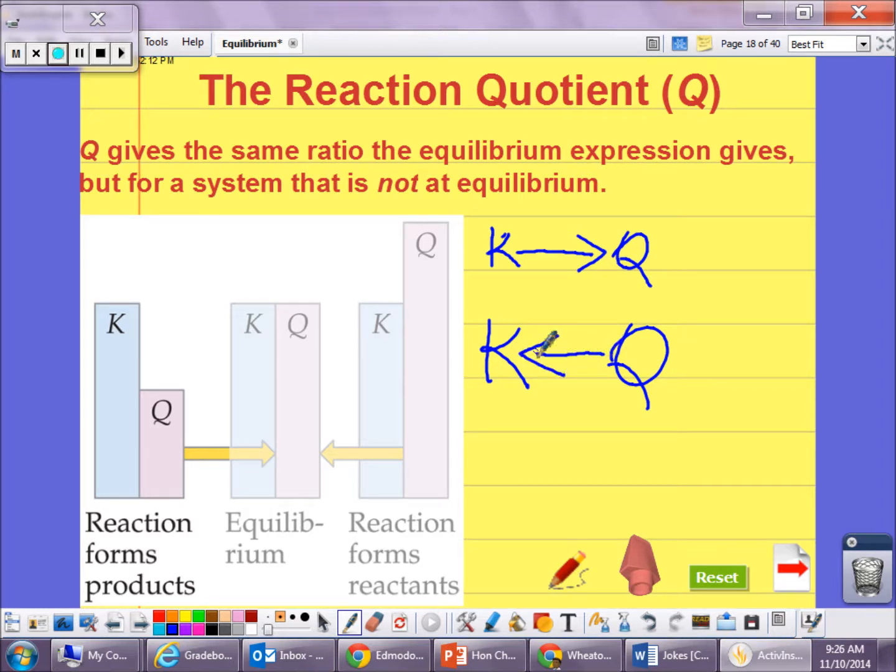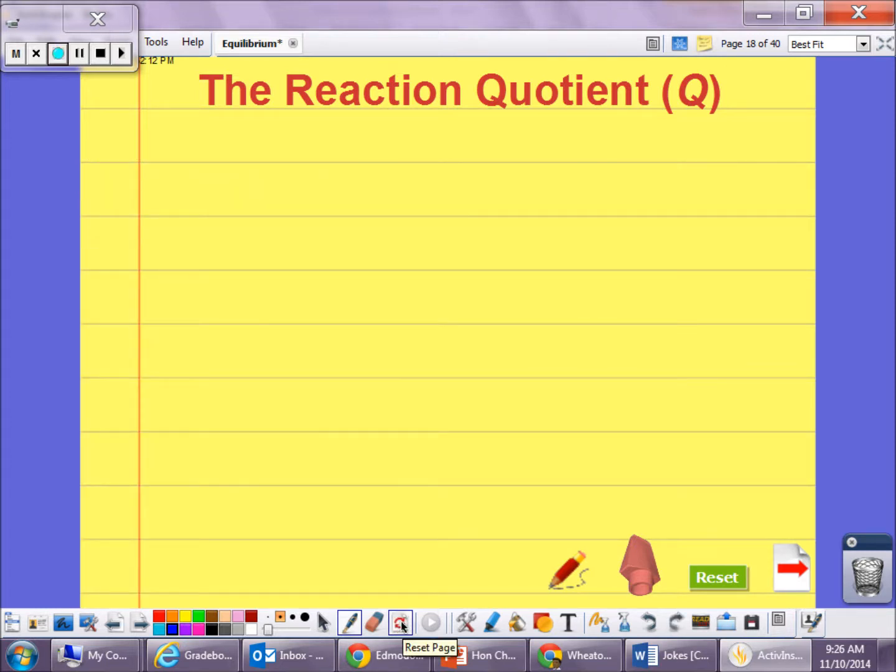That means the reaction will shift to the left to produce more reactant. This is the trick I gave you. Let me give you another one that is even easier. Let's reset this, so there should be no excuse. You don't know where it will shift.